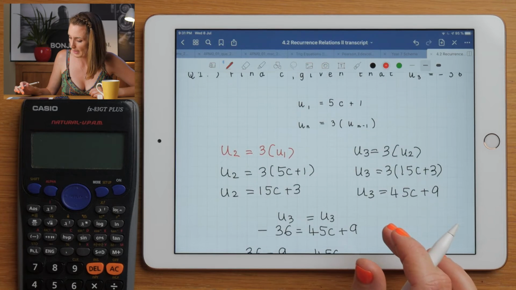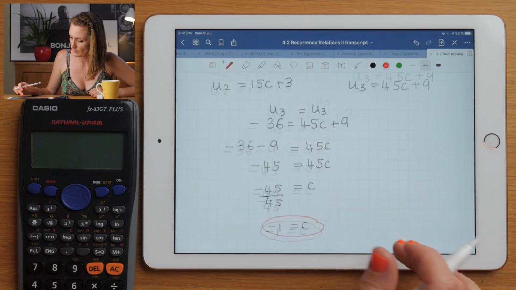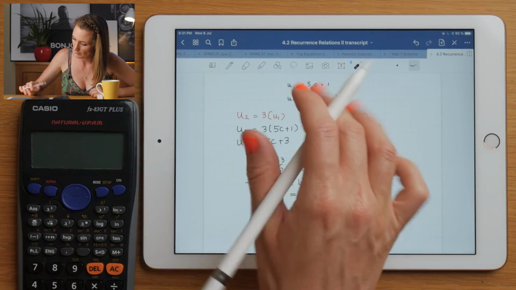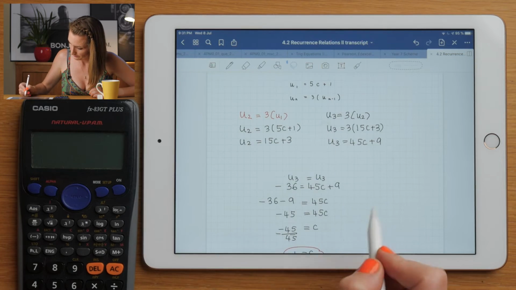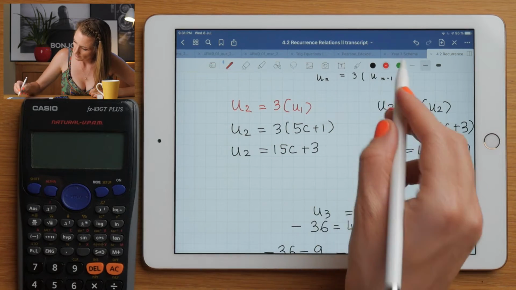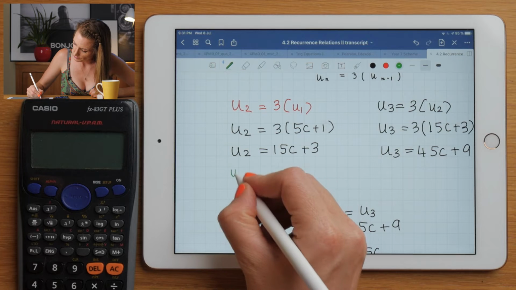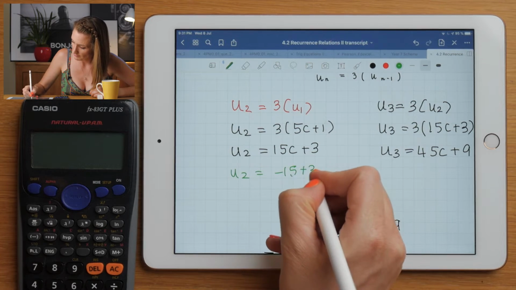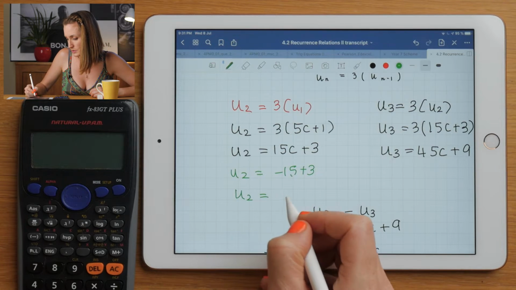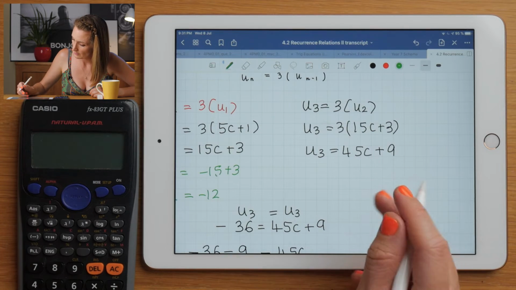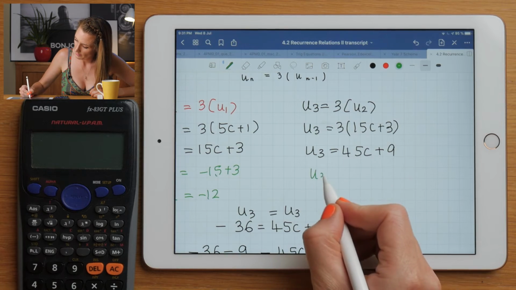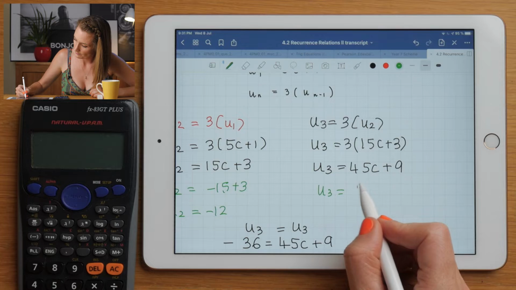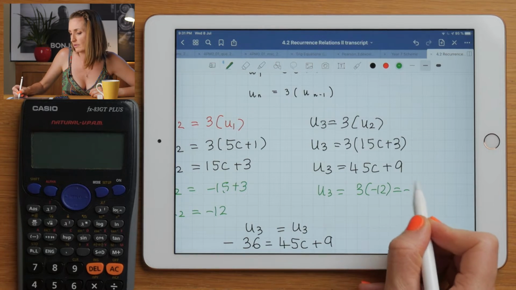You could put the numbers back and check it to be safe. So you could go back and work out what U2 would be. Let's do it quickly. If C is minus 1, U2 would be minus 15 plus 3, so U2 would be minus 12. And U3 would be 3 times minus 12, which would be minus 36.